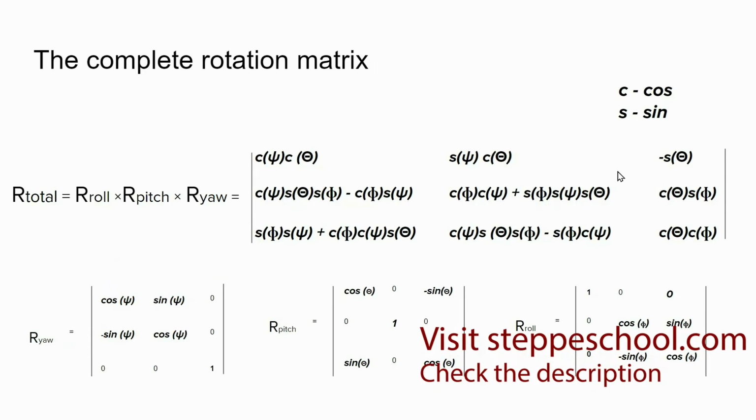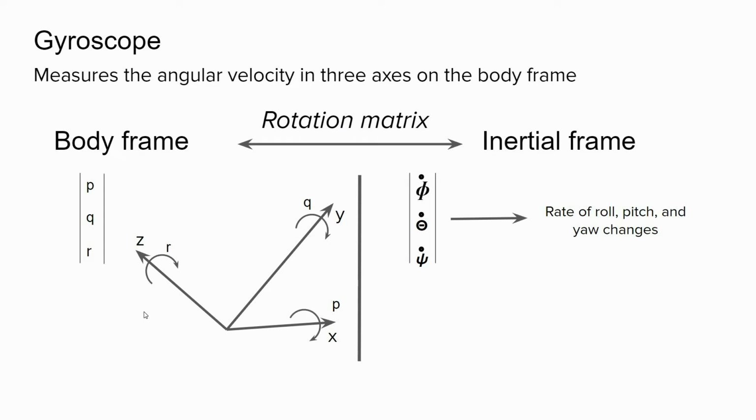In the previous video, I introduced to you Euler angles and rotation matrices. And here I will show how to use gyroscope readings to estimate Euler angles. The gyroscope is a sensor that measures the angular velocity on the body frame. We can denote the gyroscope readings as a velocity with three elements, P, Q, R, and they correspond to the angular velocities along X, Y, and Z axis respectively.